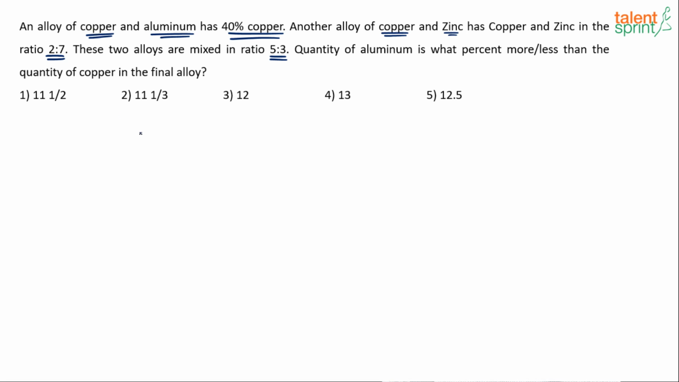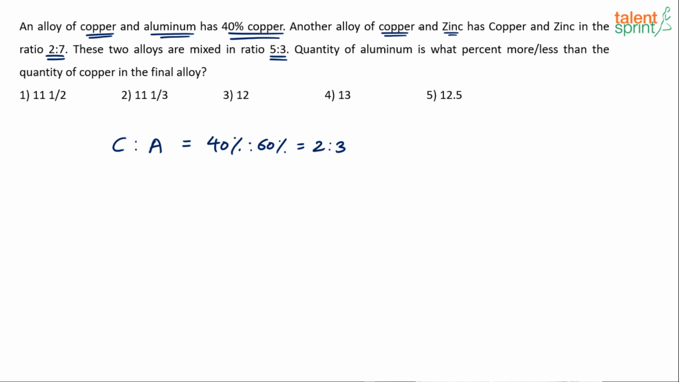So we have a mixture, copper is to aluminum, right? Copper and aluminum. What is it? 40% copper. It's obvious that if 40% is copper, the balance 60% is aluminum. So it's as good as 2:3. You should straight away write 2:3. Don't waste your time in writing 40, 60, right? Copper and aluminium, the ratio is 2:3.